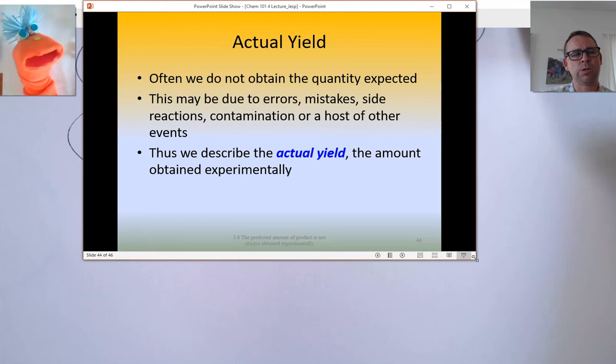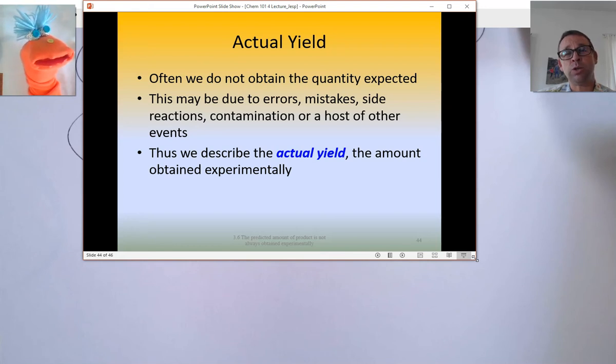You make mistakes? Sure, you make mistakes. Like what kind of mistakes? You drop some on the ground? Okay, yeah, so you could drop some on the ground. There could be some of your product left in the container where the reaction was done. You might accidentally dissolve some of your product in the solvent that you're using, right? So there's lots of different reasons that the actual material that you get is less than what you theoretically thought you should have been able to get.